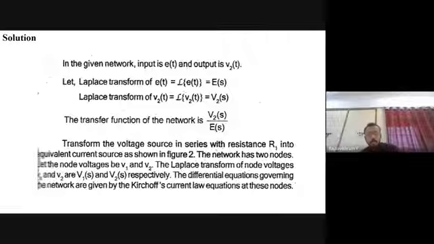Now we are going to approach this problem. We have to find the Laplace function, that is, the transfer function of the system, V2 of S divided by E of S. We have to find this ratio. So now I am moving on to the problem solving, first step. I hope you all have drawn the diagram.